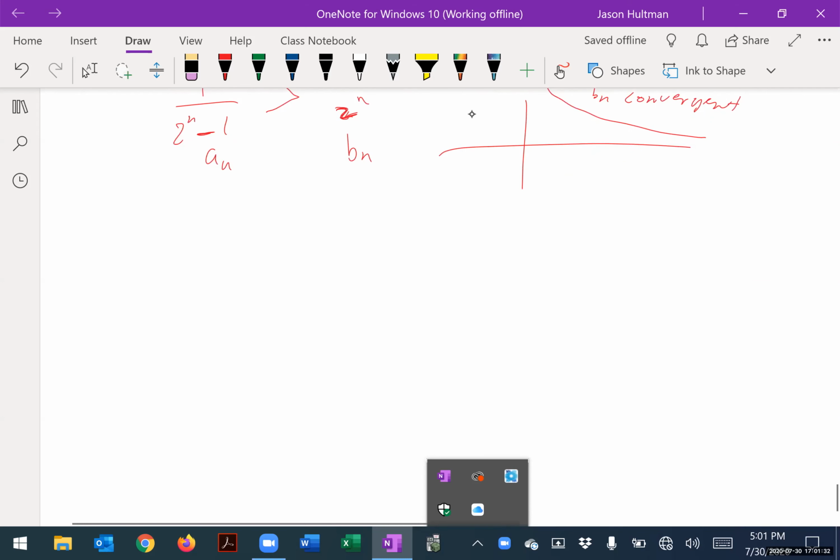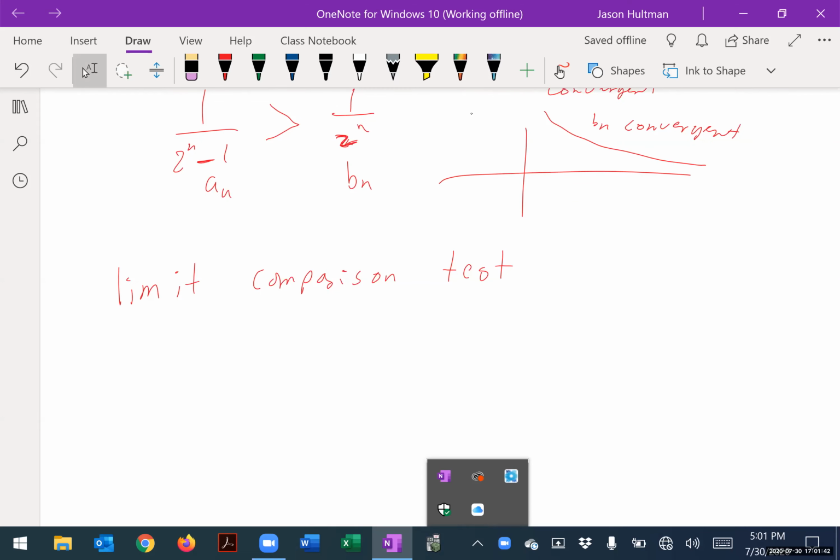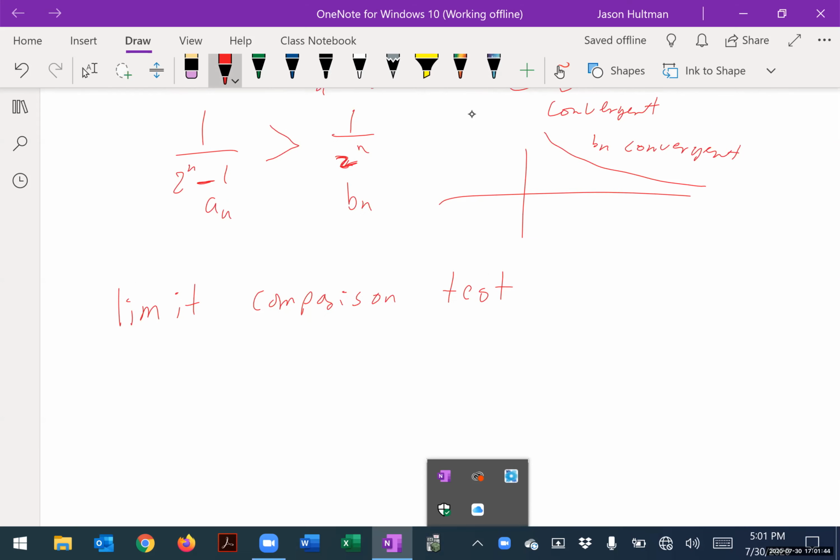Why? Because the limit comparison test says that even if your choice is a little bit off, it's still okay. Because the limit as n goes to infinity of a sub n over b sub n, as long as that's a constant, then we're good. Then we know that if this guy's convergent, then this guy's convergent. Okay, so let's try that.